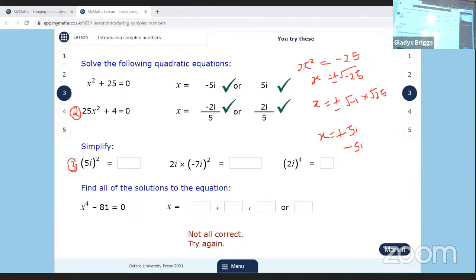Okay, so this would be 5 squared, which Ali was saying, 5 squared times i squared. Okay, 5 squared is 25. That's negative 1. And that will give us a minus 25. Okay, yeah. We'll check our answer now and see. Well done. Well done to you.